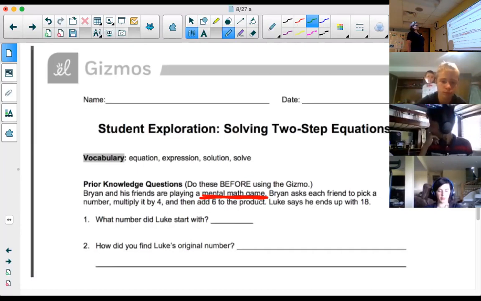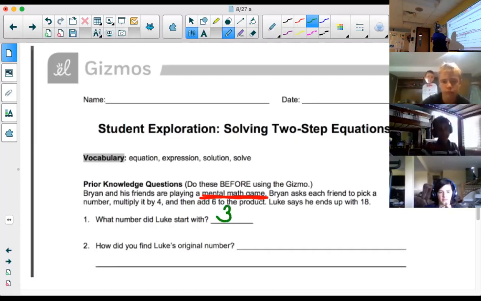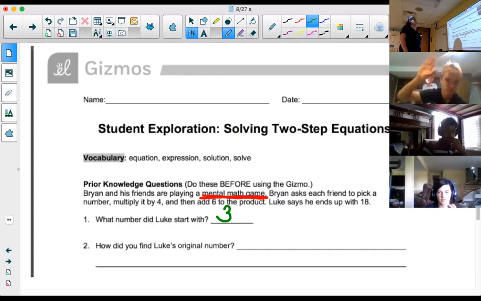I got the number 3. You got the number 3. That would be correct. Okay, so now, how did you find Luke's original number? There's a couple different ways you could get there. So what do you got, Omar? How did you get 3, Omar?